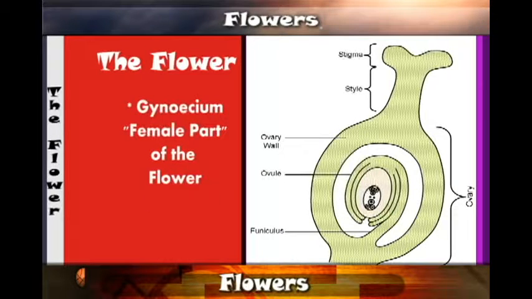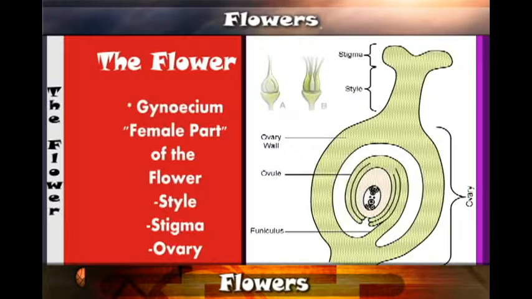Then we have the female part of the flower, which we call the gynoecium, or sometimes we may call it the pistil. And this is the female part of the flower, and it includes the style, the stigma and the ovary, and they may be made of one or more carpels.